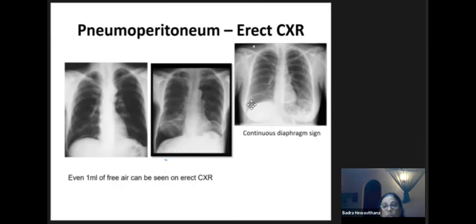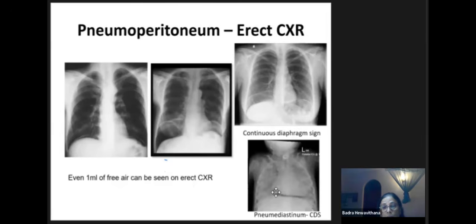And when you have a lot of air, this is a sign you tend to see: the continuous diaphragm sign. This is from below the diaphragm. Usually you see the diaphragm as two separate hemidiaphragms, but when it is extensive, you will be able to see this continuous diaphragm sign. But the interesting thing is, you can see the continuous diaphragm sign from the other side also.